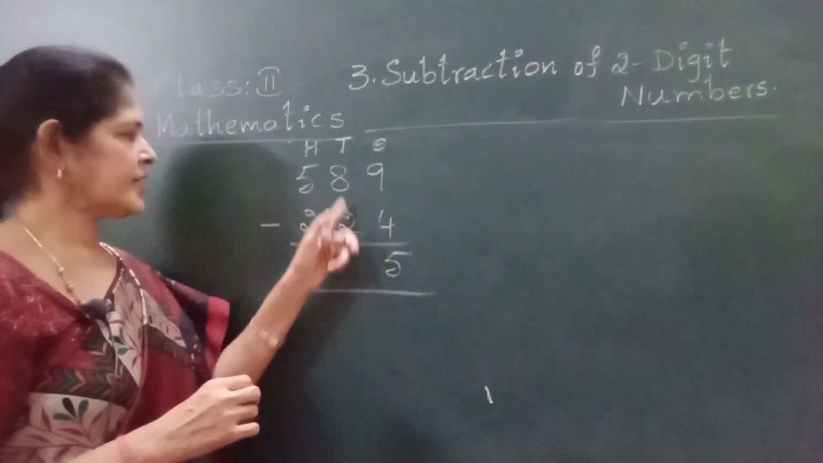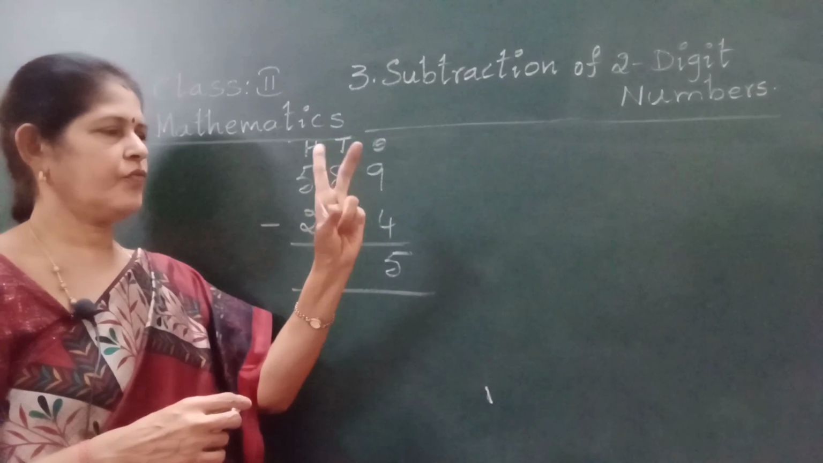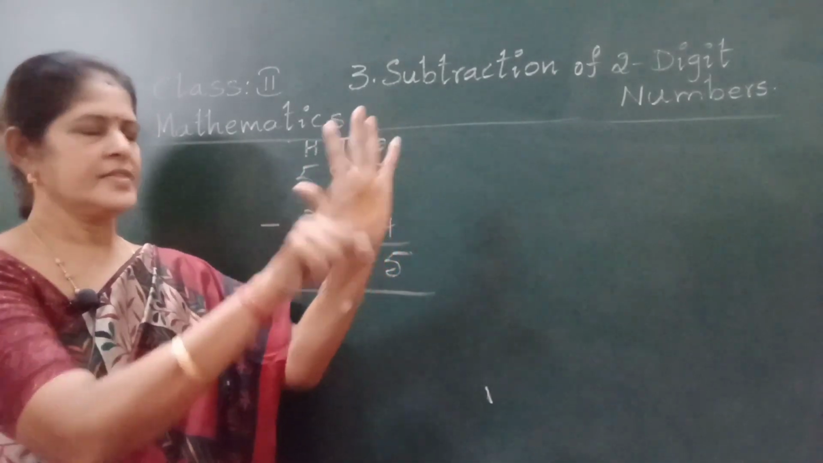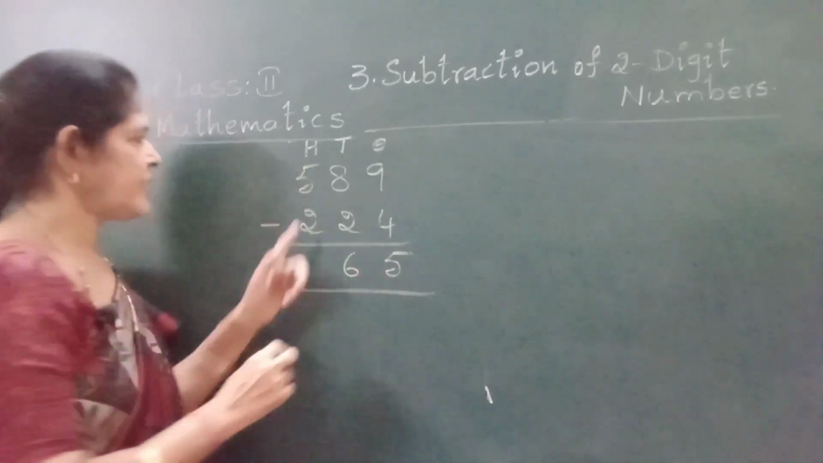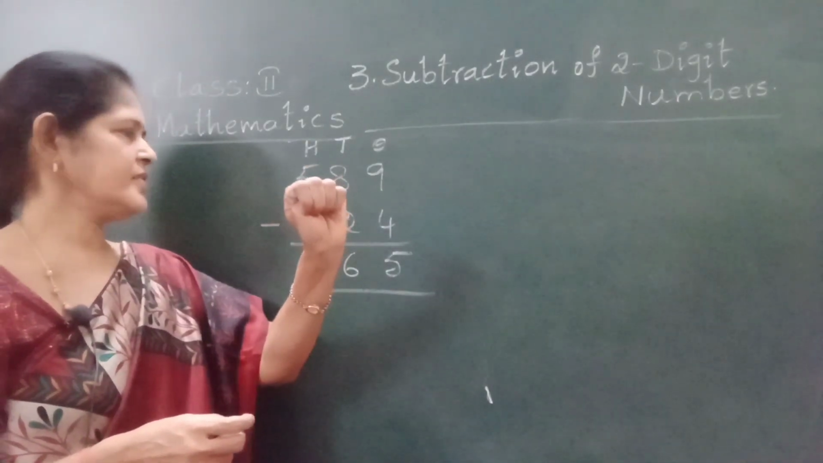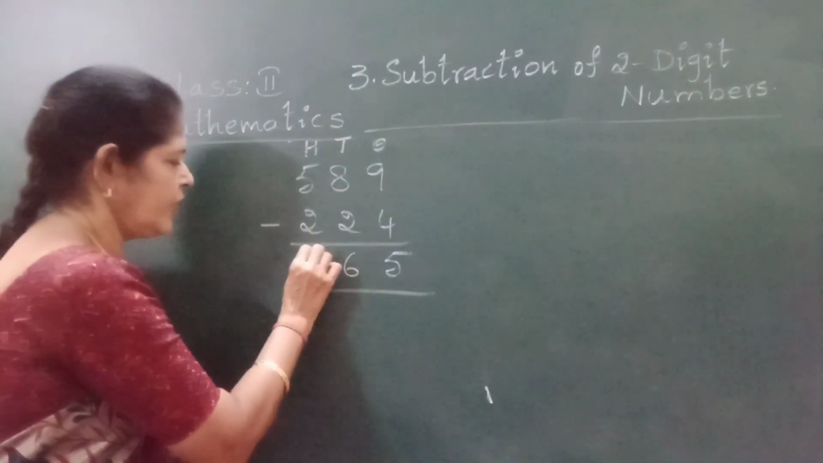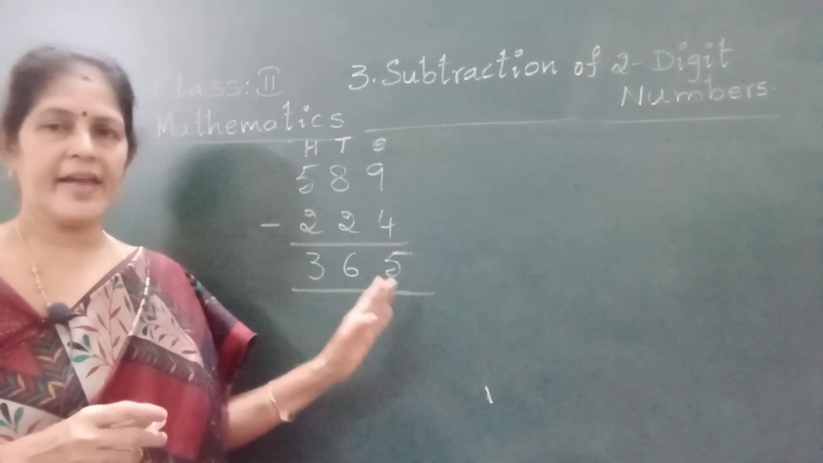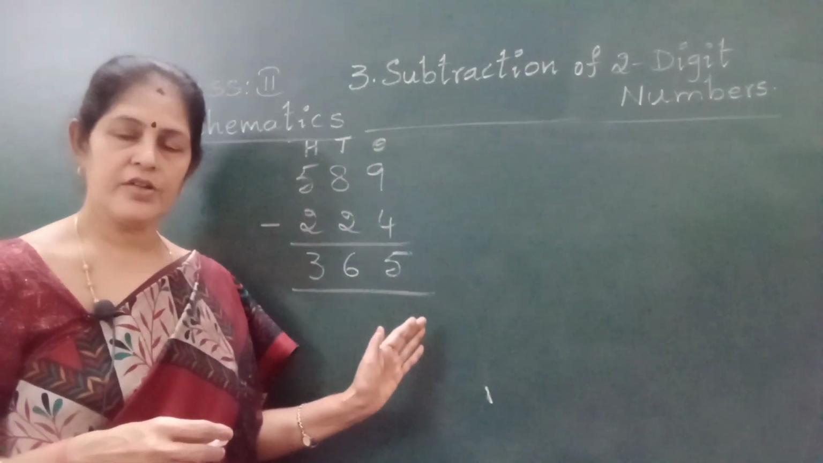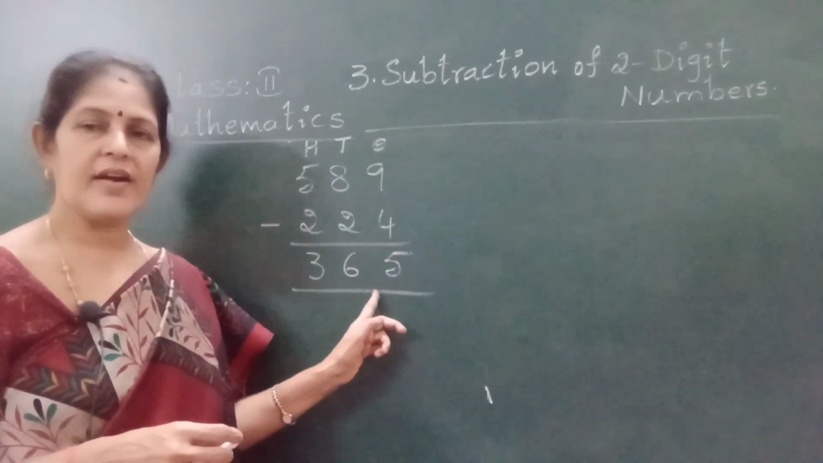Now subtract tens. Close fingers. 2 after 3, 4, 5, 6, 7, 8. 6. Now subtract hundreds. 5 minus 2. Close fingers. 2 after 3, 4, 5. 3. We get the difference 365. This is subtraction. Now we are going to verify the answer. What is the answer? What is the difference?